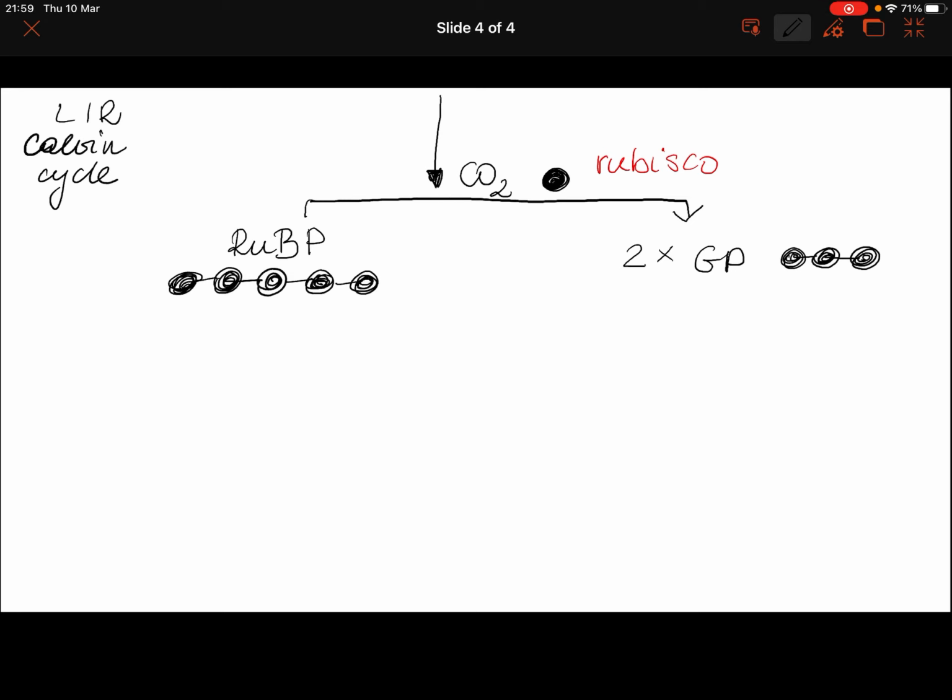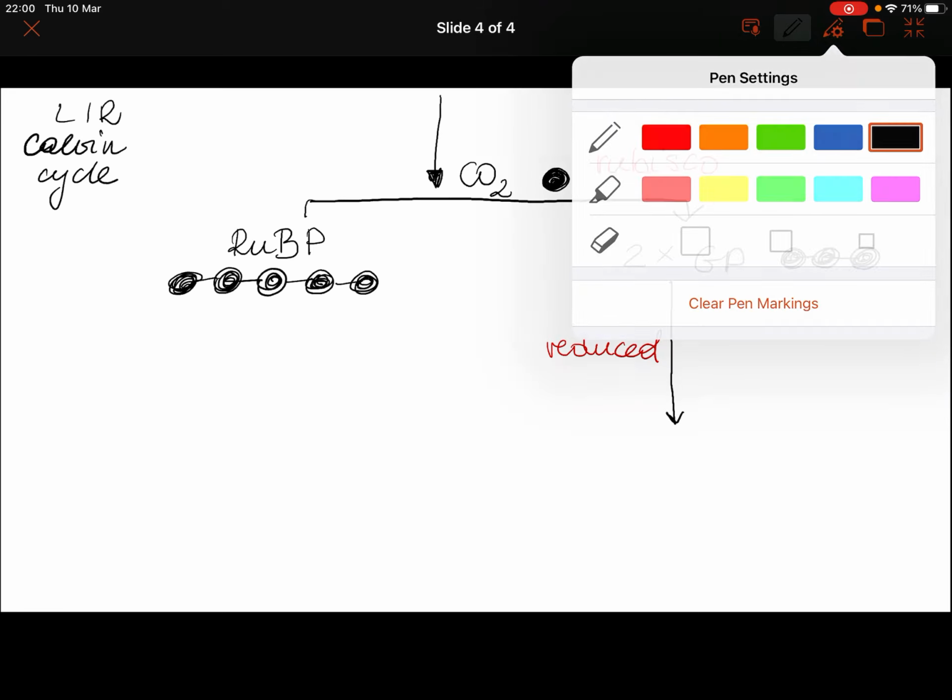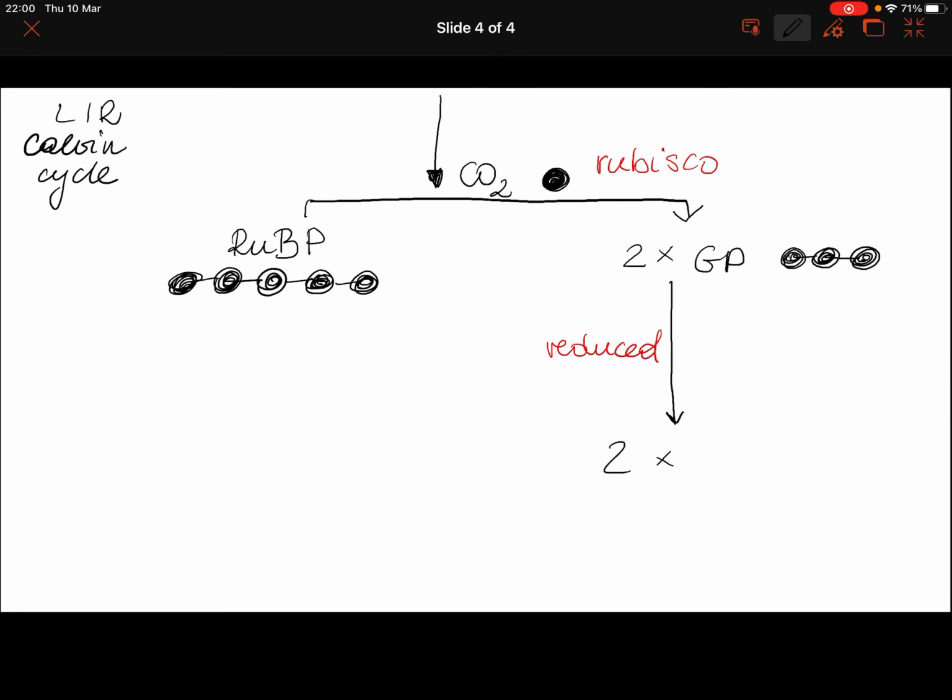This glycerate 3-phosphate is going to be now reduced to 2 molecules. Those molecules are called triose phosphates. And if you look at the molecules properly, they still have 3 carbons each. How is it possible to be reduced? Obviously, we looked at reduction before.